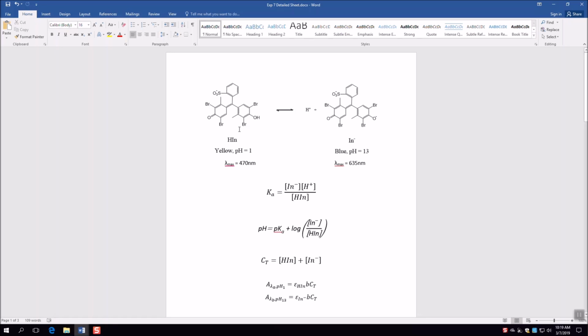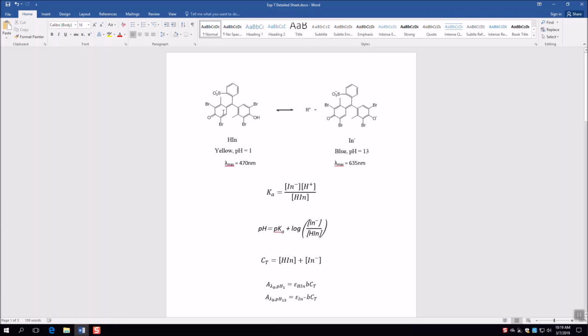Essentially what we have is HIn, or protonated indicator, the H meaning the proton is attached. In your case, this is bromocresol green, and basically you have a proton attached to this molecule. It's actually this proton that's leaving. When you do have the proton attached, this has a yellow color, and its lambda max is 470 nanometers, which is blue light. So this appears yellow.